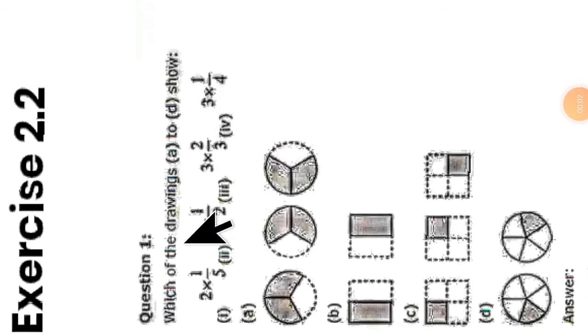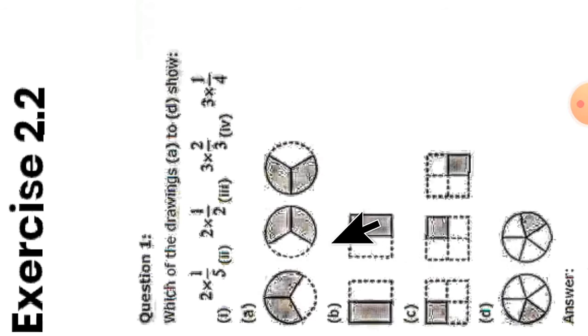Start exercise 2.2. Question number 1. Which of the drawings A to D show 2 into 1 upon 5, 2 into 1 upon 2, 3 into 2 upon 3 and 3 into 1 upon 4. Now see, here 2 into 1 upon 5 means 2 figures in which 5 parts are total and 1 part is shaded. So which are the two figures? These are the two figures in which total are 5 parts: 1, 2, 3, 4, 5. Here also 5 parts, and in both the figures 1 part is shaded out of 5 equal parts. So 1 matches with D.